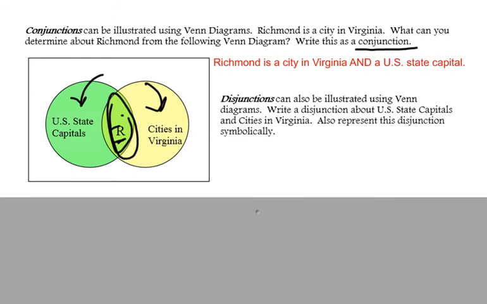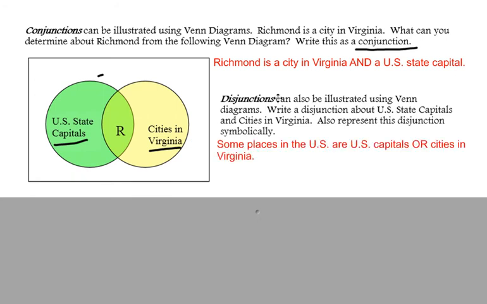And for the next example, I'm going to illustrate what a disjunction is, as used in a Venn diagram. A disjunction is when we talk about two separate ideas. So we have U.S. state capitals, or we're talking about cities in Virginia. So an example might be, there are places in the United States that are United States capitals, or they're cities in Virginia.